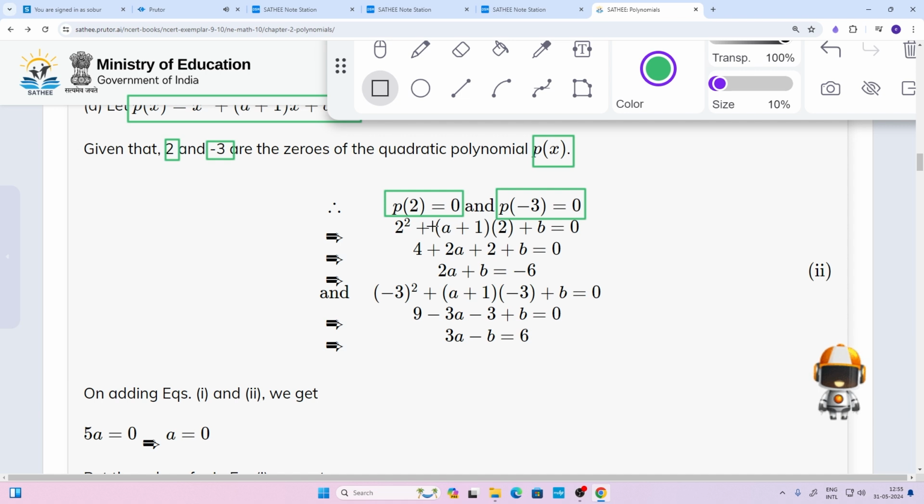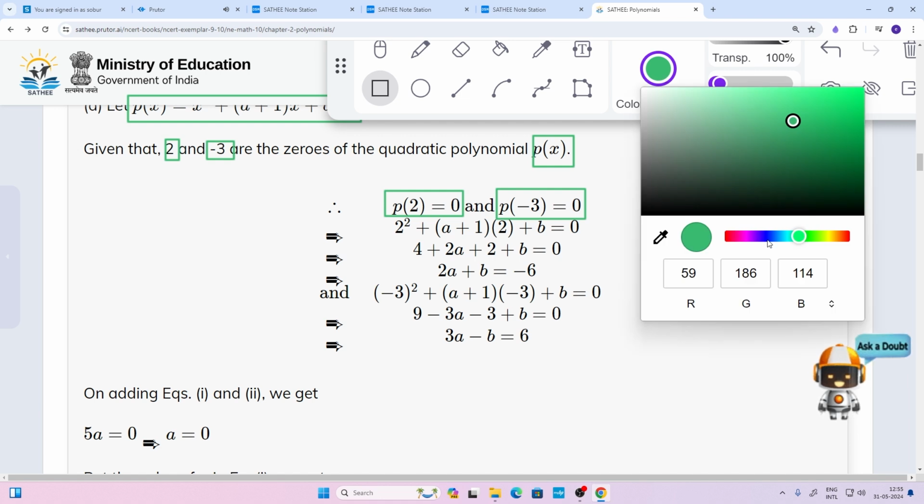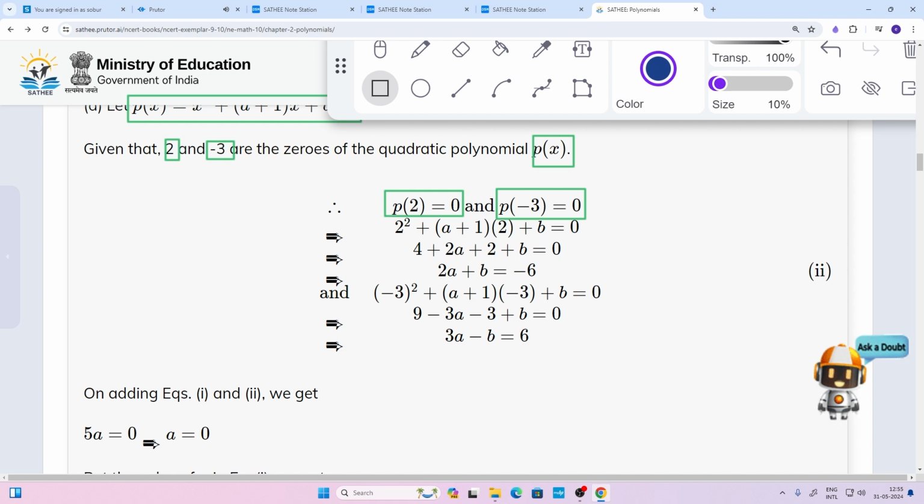If we substitute the value of x equal to 2 in p of x, then we get this equation: 2 square plus a plus 1 times 2 plus b is equal to 0. It implies 4 plus 2a plus 2 plus b is equal to 0, and it implies 2a plus b is equal to minus 6. Naming this equation number 1.